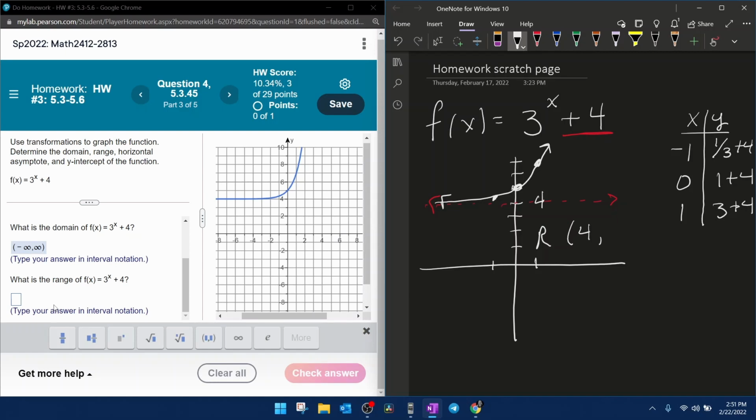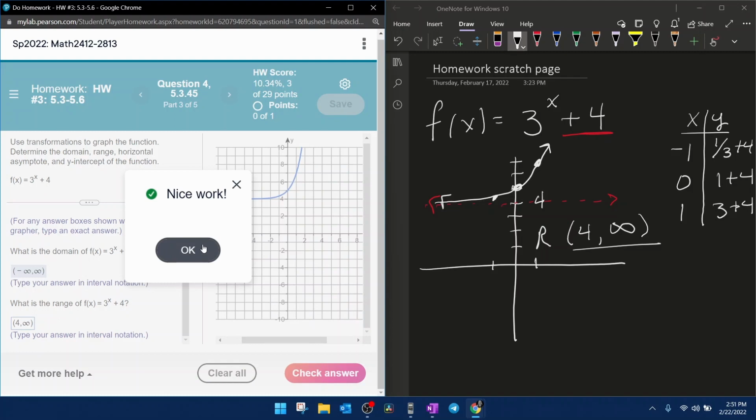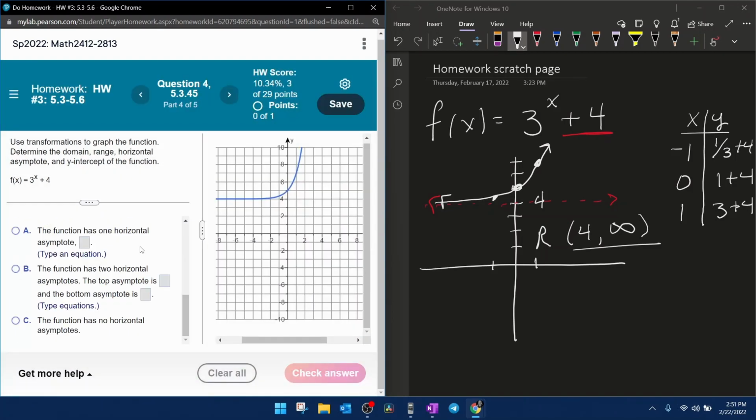And then how high does it go? Well, it goes up to infinity. And so that would be our range in interval notation. Next, a question about the asymptote. It says the function has one horizontal asymptote. Yes, it does. It has only one horizontal asymptote. The function has two horizontal asymptotes. Nope. The function has no horizontal asymptote. That's not true either. It does have a horizontal asymptote.